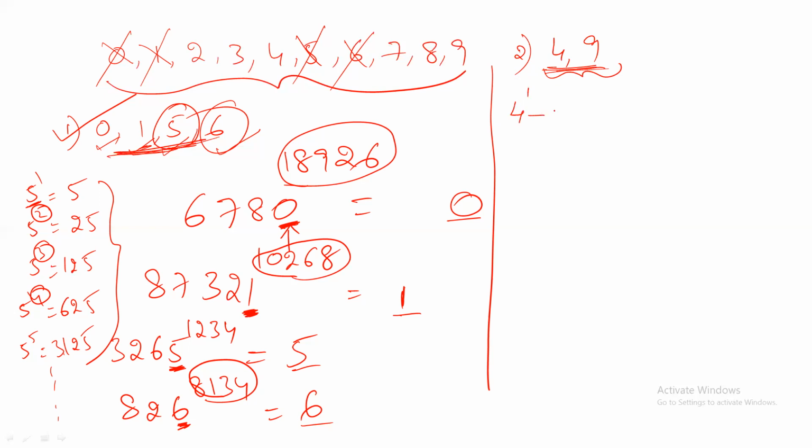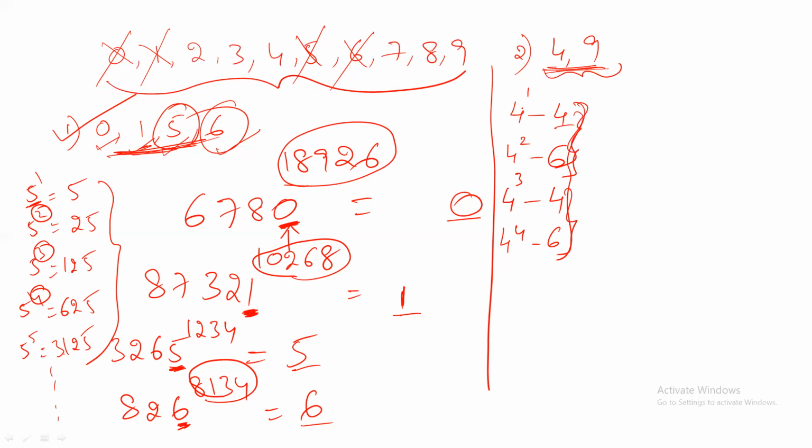Let us consider, what is 4 power 1? 4. What is the unit digit of 4 square? 4 square is actually 16, ends with 6, correct? Next, 4 cube is 64, ends with 4. What is 4 power 4 ends with? Again it ends with 6. Now what did you observe from this pattern? 4, 6, 4, 6, 4, 6, and so on. If you calculate 4 power 5, that ends with 4 again. It is getting repeated.